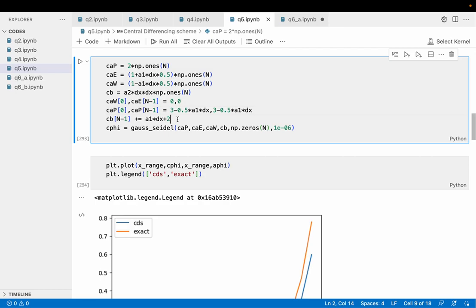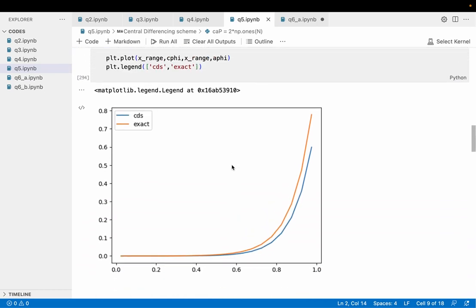B is your source term, so here we have a source term A1 given as 10 times dx, plus another term is adding up because of your Dirichlet condition. So whenever you have a Dirichlet condition, you will have a 2 times diffusion coefficient times it. In this particular case, the diffusion coefficient is 1 times your phi value, which is essentially 1. So you solve it using the central differencing scheme. If you see the solutions, your central differencing scheme is actually kind of underestimating this at this particular value.